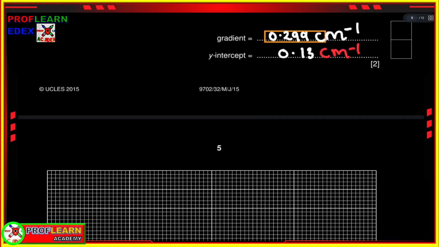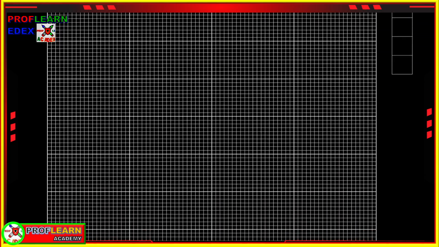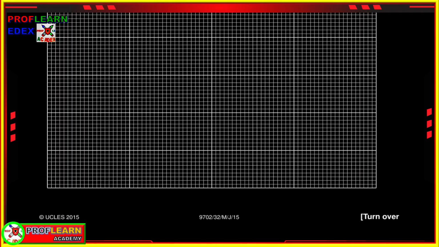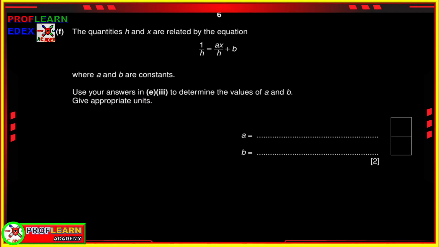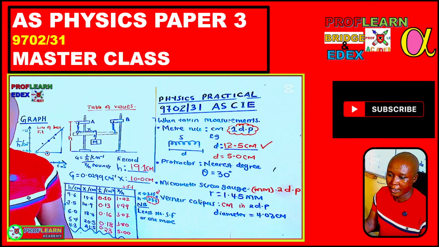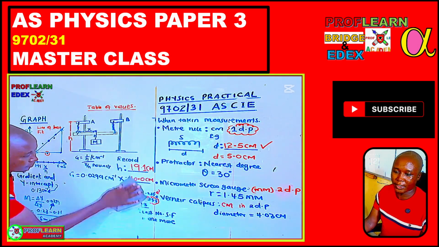Now, of course, I'm assuming you have drawn the graph there, and then we have the section whereby we are given that the quantities in H are related by the equation. So this is now the section I want to see. How are you going to answer this question? Let's go back and see how Mr. Nick is explaining that section on how to fill in those quantities and how to approach each section.